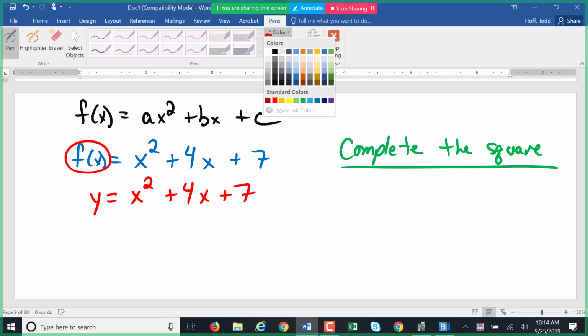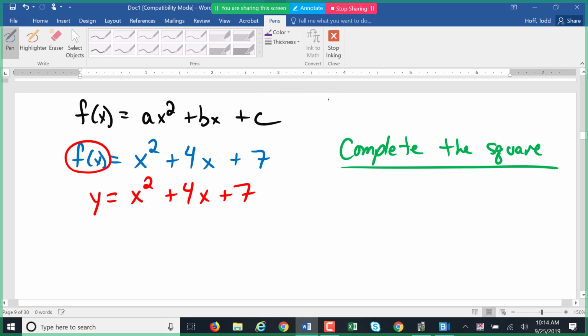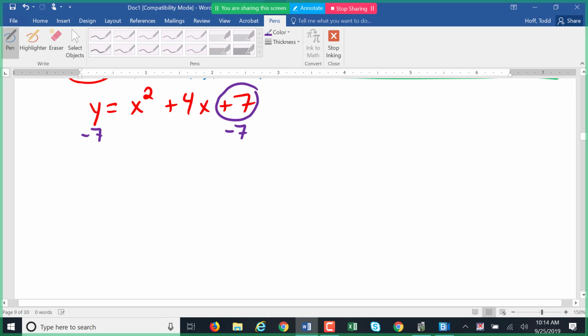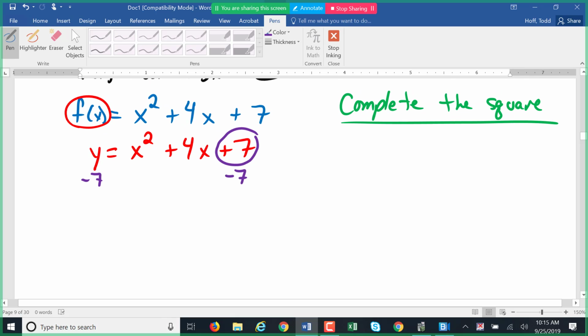And remember, when we did completing the square, the first thing we did was we eliminated the constant. That's a positive 7. We're going to go ahead and subtract 7 from each side. So the left side with the y is pretty much going to become just a place to store our errant numbers, and we'll move them back over to the right when we're done. For right now, we have y minus 7 equals x squared plus 4x.